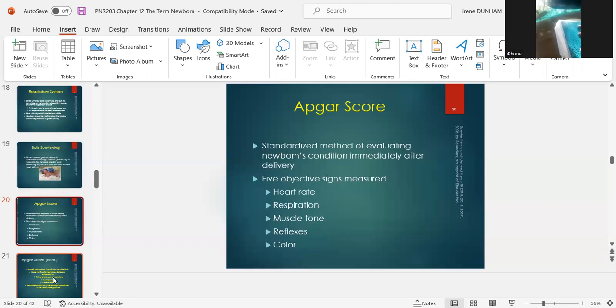Now I've seen it on quizzes and I've seen it on tests where they give you a description and you have to figure out what the APGAR score is. So that's why I'm going over this.